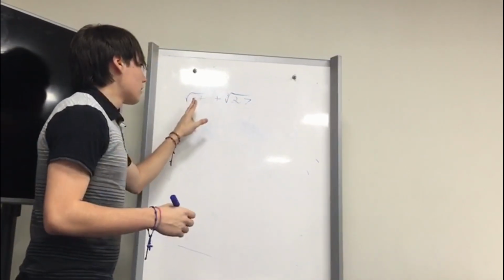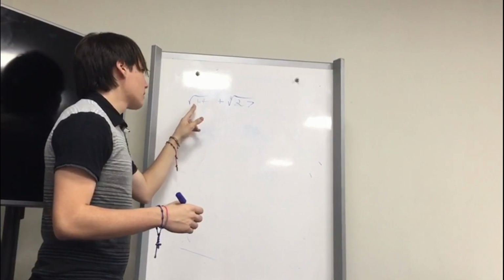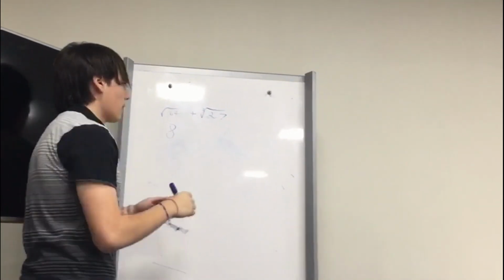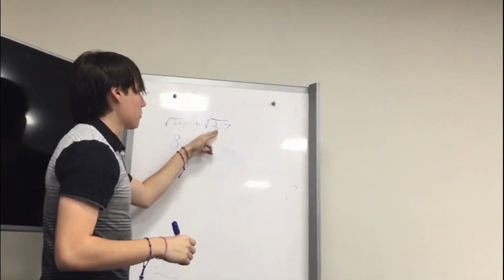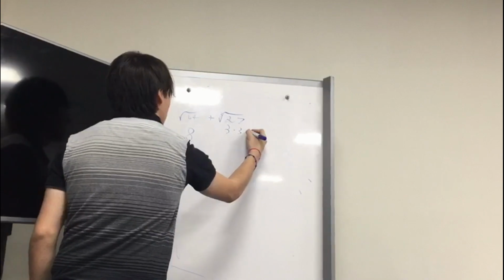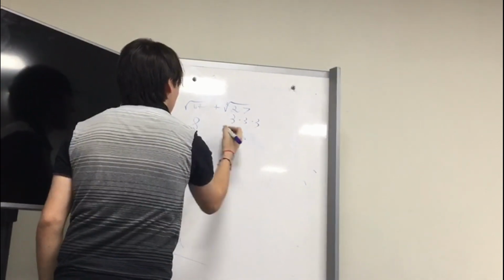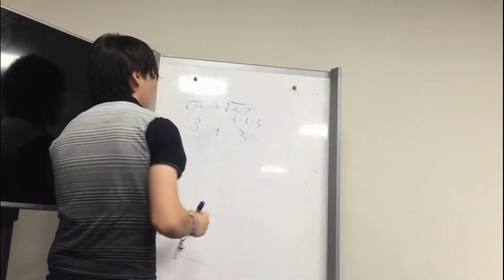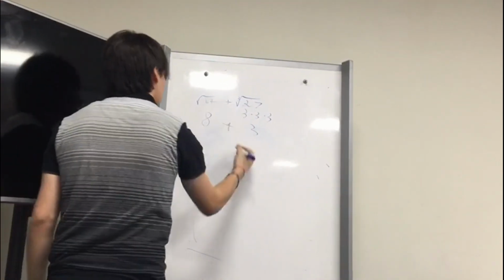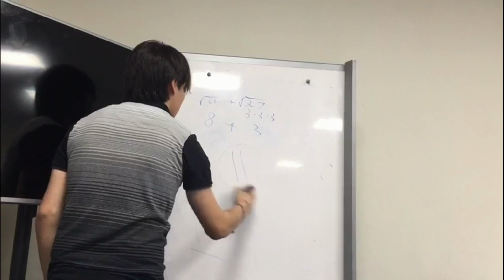First this one. The square root of 64 is automatically 8, and the cubic root of 27 is like saying 3 times 3 times 3, so you're going to pass it down as a 3. Now you can add them, because they are both real numbers. So the answer to this problem is 11.